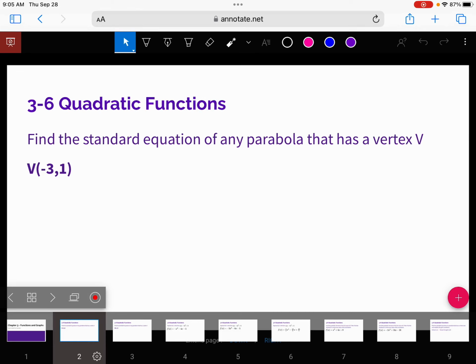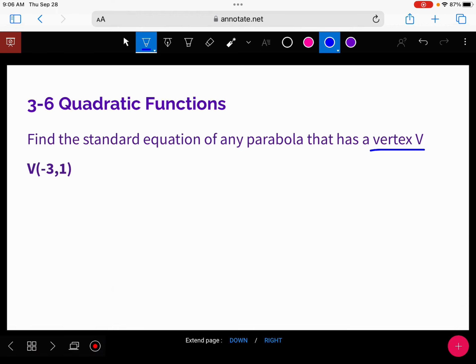All right. So it feels worded really weirdly in here. And the reason for that is because it's exactly the way it's worded in the homework. So when we say find a standard equation or the standard equation, we're just meaning find an equation. And since I have a vertex, what we're going to do is look at vertex form.